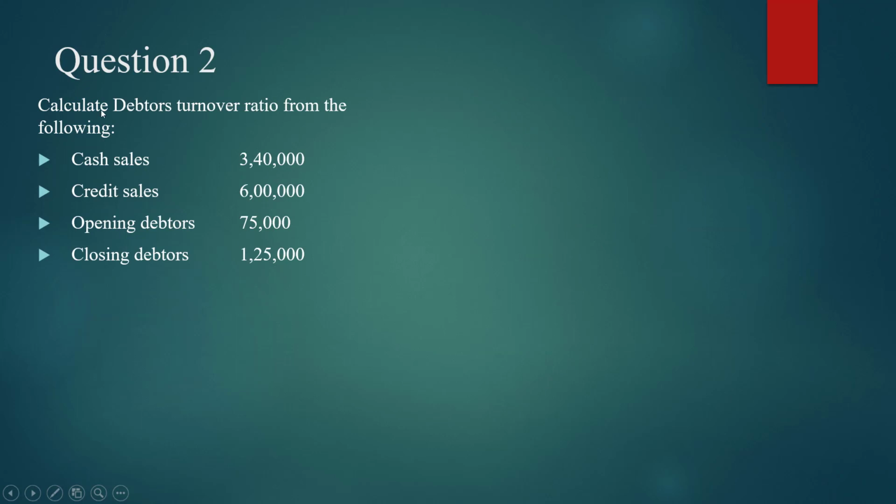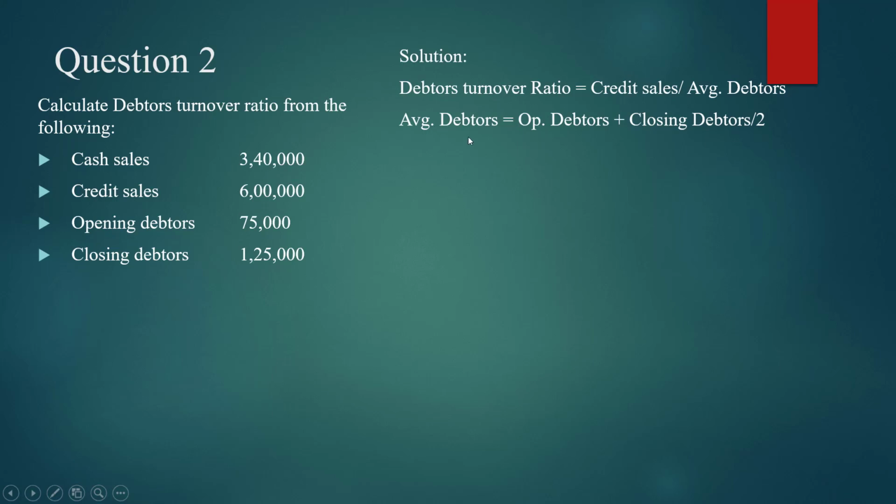Question number 2. Calculate debtors turnover ratio from the following. Now you have to calculate the debtors turnover ratio. First of all, we have to see what the debtors turnover formula is: credit sales, or net credit sales, it means the same, divided by average debtors. So first let's see what the average debtors are. Average debtors will be opening debtors plus closing debtors divided by 2.